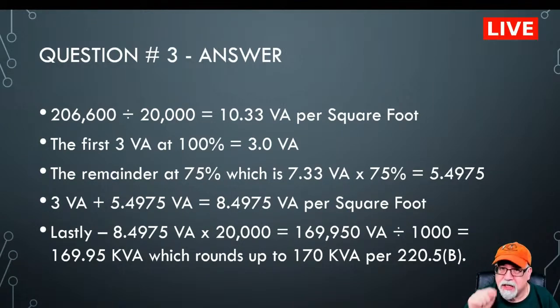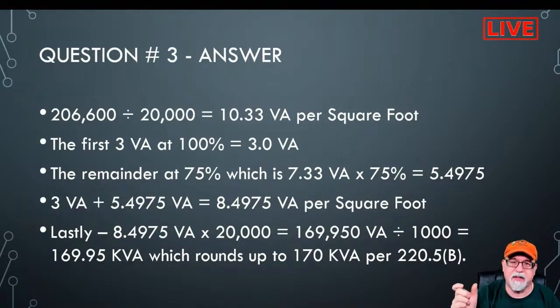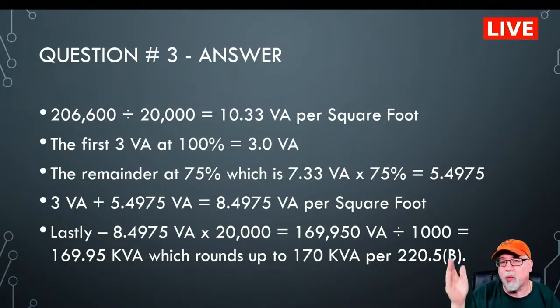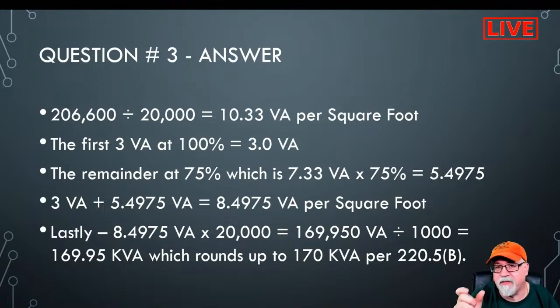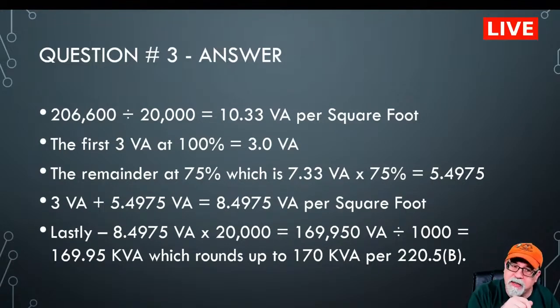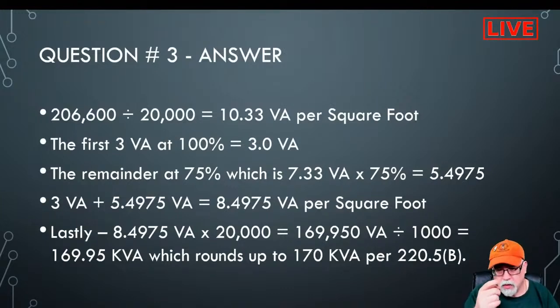Now we have our VA per square foot, and we get to use the values in the table. The first 3 VA at 100%, so we might as well take that 3 VA off the top, get rid of it right away and put it aside, because that's 100%. The remainder in our equation, since we didn't go over 20, we're not going to use the 25%. We're going to use the 75%, which is over 3 but not over 20. So you take the 10.33 minus 3, and that gives you 7.33.